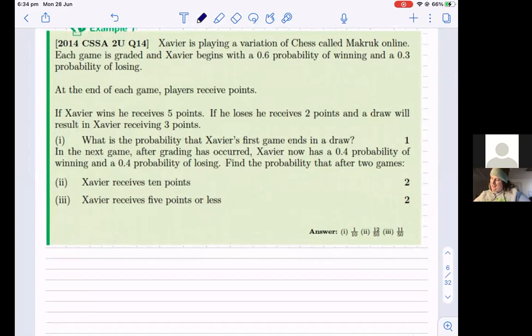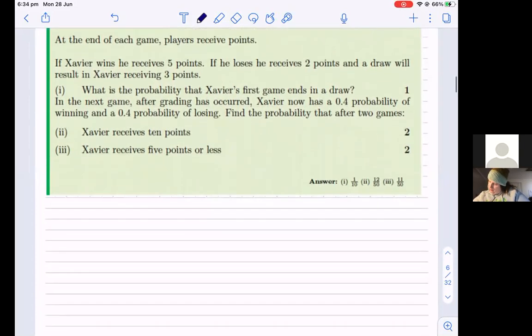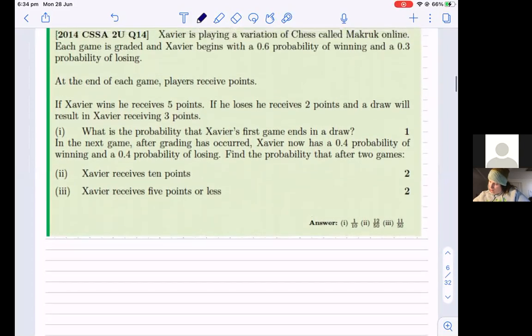Xavier's playing a variation of chess called Macrack online. Each game is graded and he begins with a 0.6 probability of winning and 0.3 of losing. At the end, he gets points. What's the probability that his first game ends in a draw? Well, that's fairly easy. 0.6, 0.3, it must be 0.1, which is 1/10.